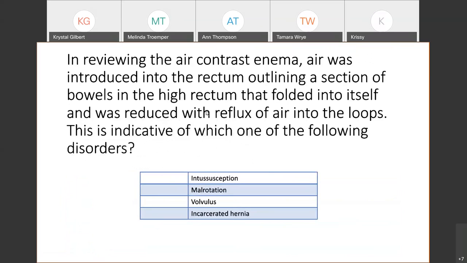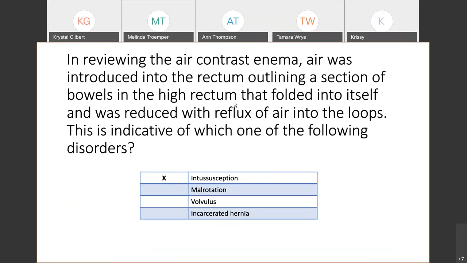So moving on. In reviewing, she got an air contrast enema. In reviewing the air contrast enema, air was introduced into the rectum and outlining of a section of bowel in the high rectum that folded and was reduced with reflux of air. So what would this indicate? Which one? Intussusception. I didn't mean to click, sorry guys.